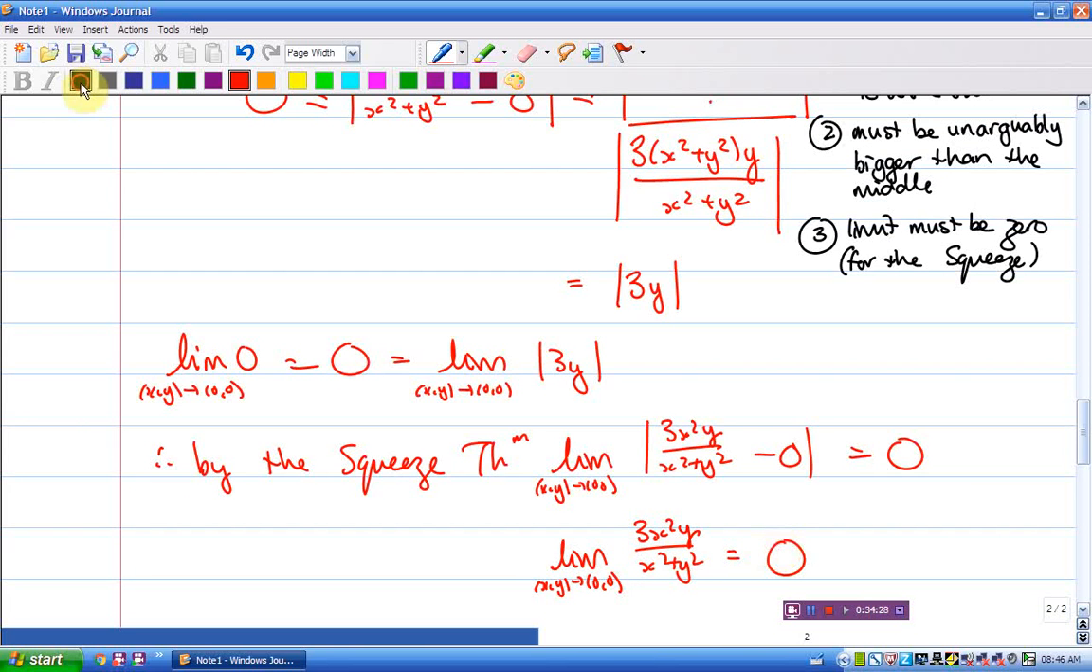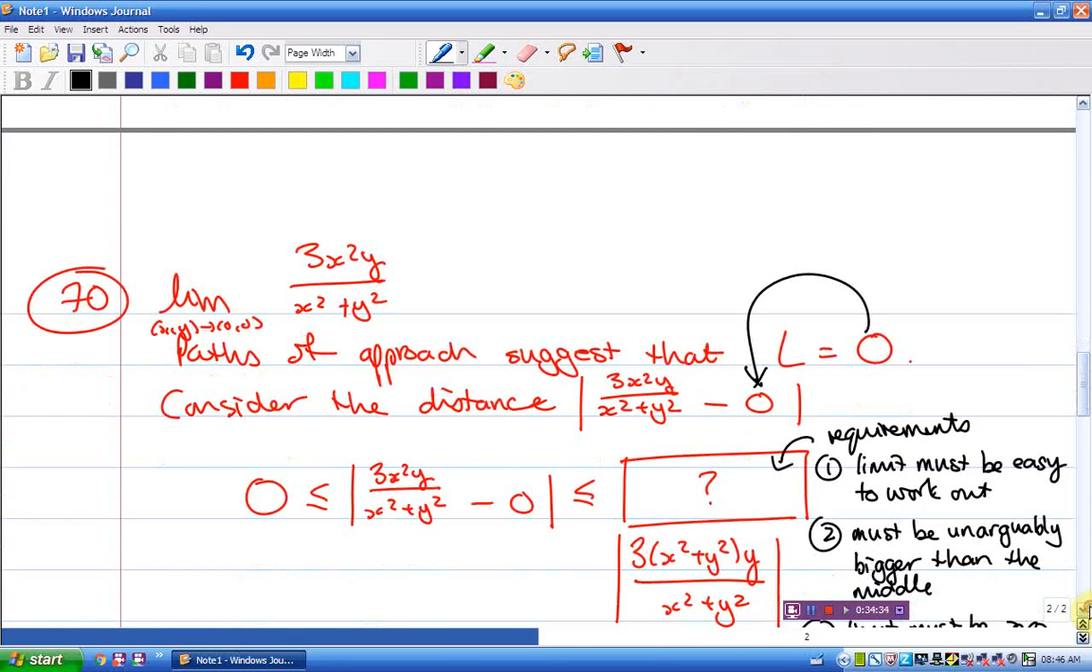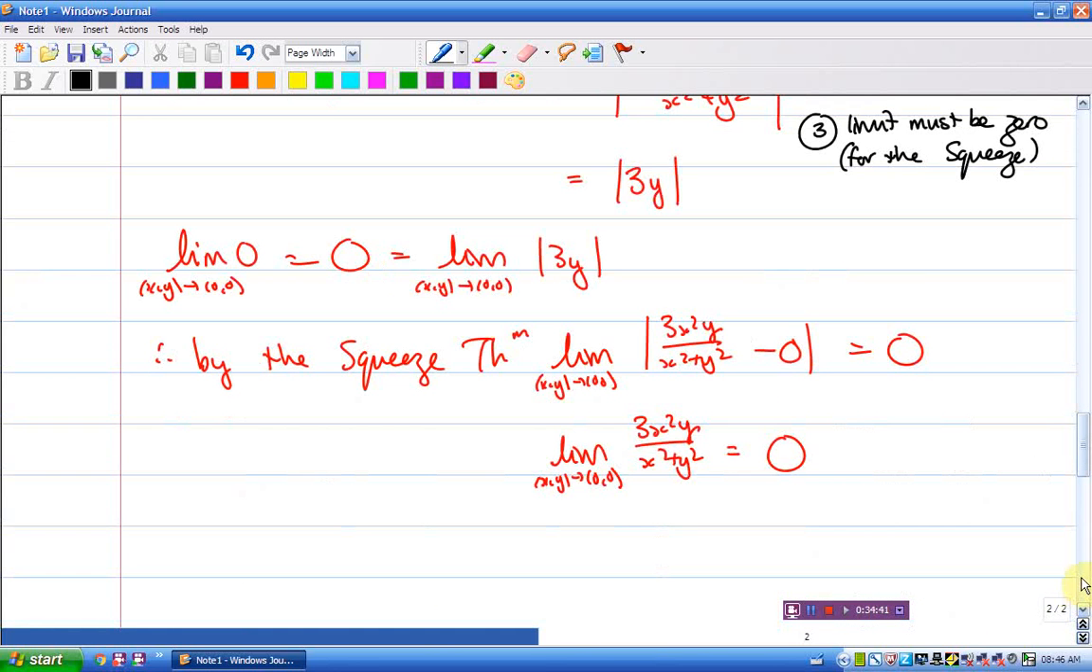I'm actually going to scroll back down to this. I just want to belabor something. Let me go up here. That over there is L. Okay, it's the thing that you suspect your limit to be. That thing over there is your L. That thing over there is your L.